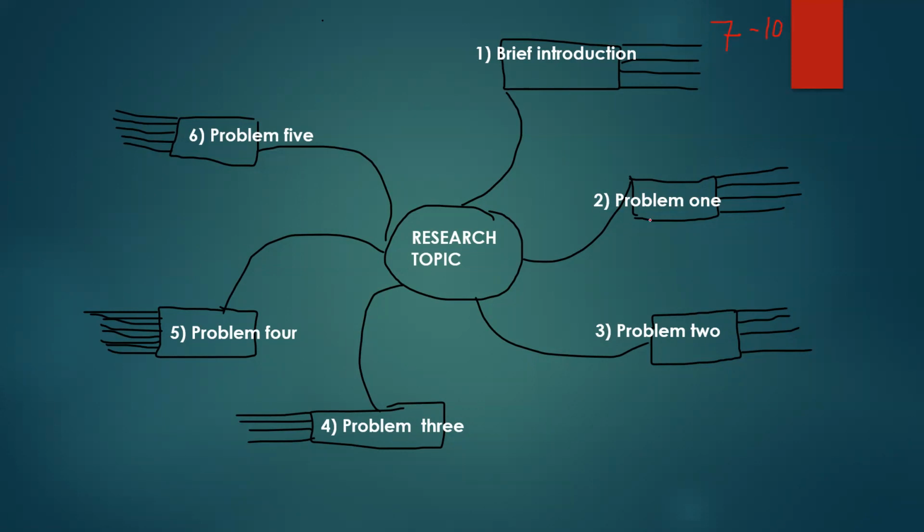Then thereafter, you pick the problems one after another. And this is where many students are getting it wrong. You just bundle everything and write it in one paragraph. But if there are distinct problems, surely you want to discuss each one in a separate paragraph. So you state the first problem in the first paragraph, then you explain the causes and consequences of the problem.